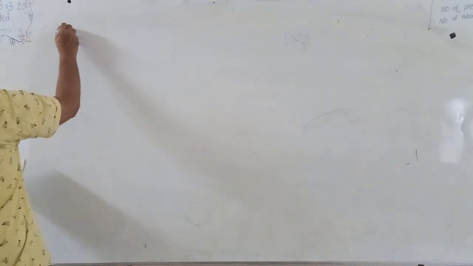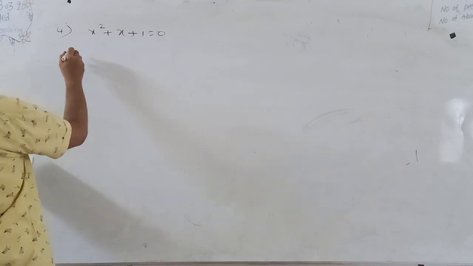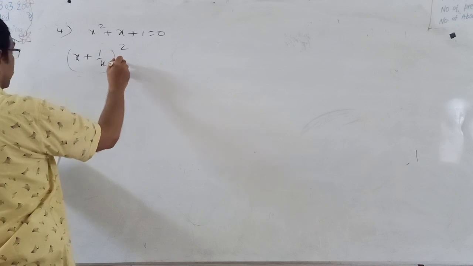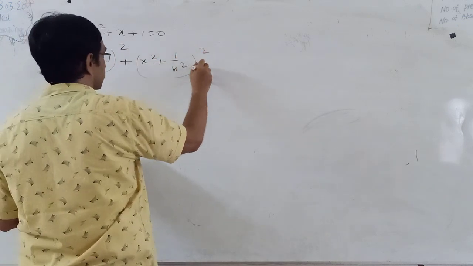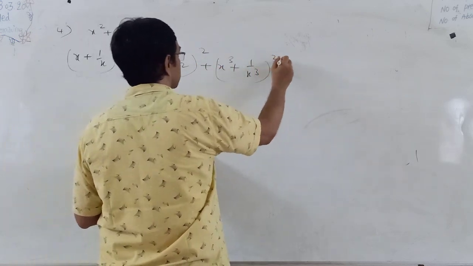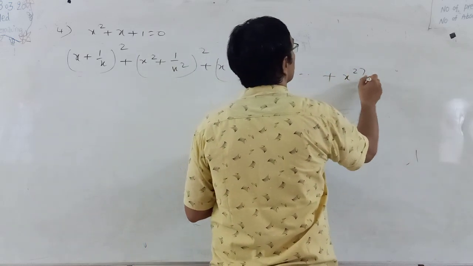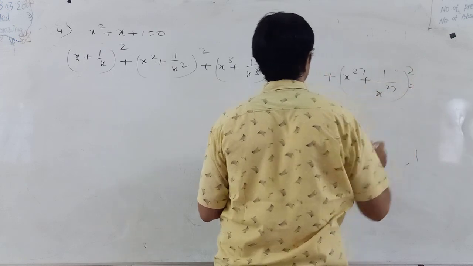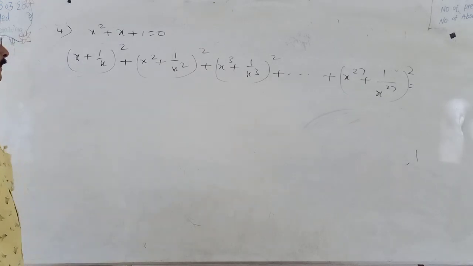Next, fourth one. If x square plus x plus 1 equal to 0, then the value of x plus 1 by x whole square plus x square plus 1 by x square whole square plus x cube plus 1 by x cube whole square and so on, up to x power 27 plus 1 by x power 27 whole square. So the number of terms can increase.